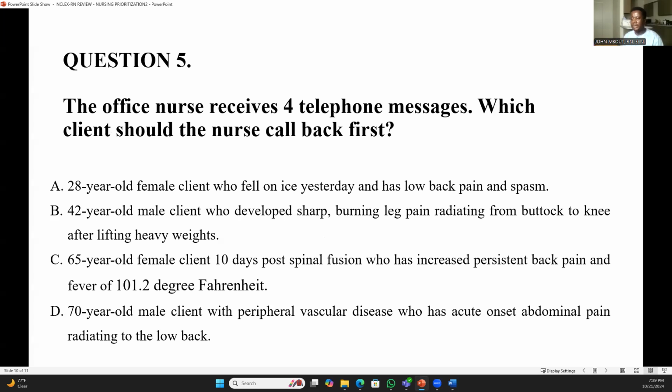A, 28-year-old female client who fell on ice yesterday and has low back pain and spasm. B, 42-year-old male client who developed sharp burning leg pain radiating from buttock to knee after lifting heavy weights. C, 65-year-old female client 10 days post-spinal fusion who has increased persistent back pain and fever of 101.2. D, 70-year-old male client with peripheral vascular disease who has acute onset of abdominal pain radiating to the lower back.